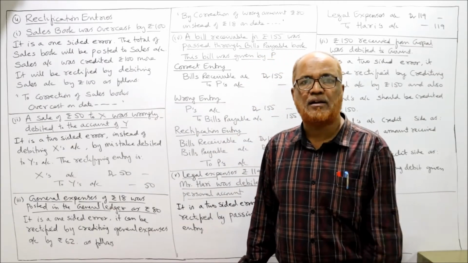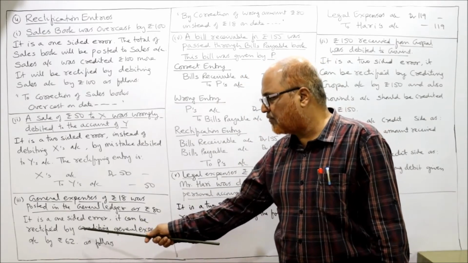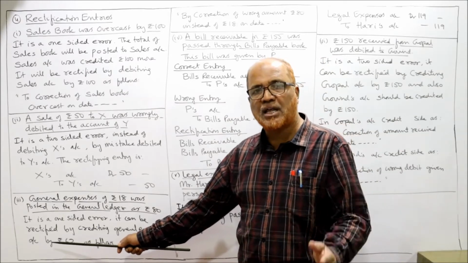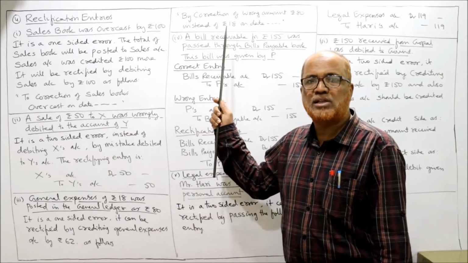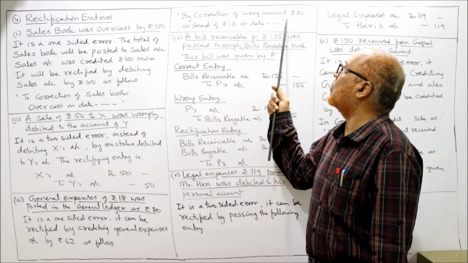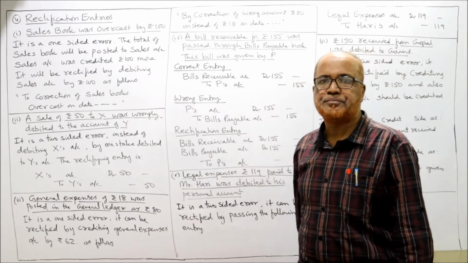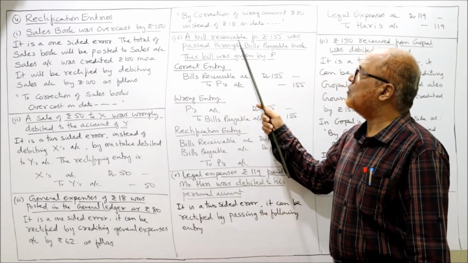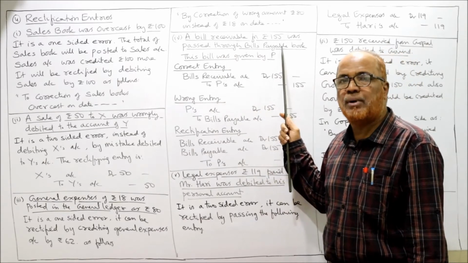It's a one-sided error. So narration will be, it's a one-sided error. It can be rectified by crediting general expenses account by rupees 62 as follows. Now the sentence will be, "By correction of wrong amount 80 rupees instead of 18 on date so and so." That's all. Now fourth error, a bills receivable of rupees 155 was passed through bills payable book.